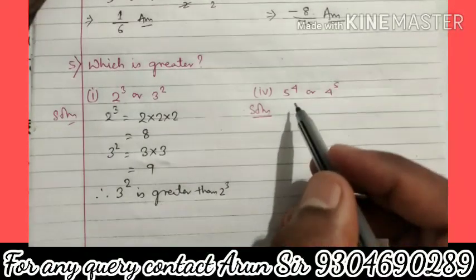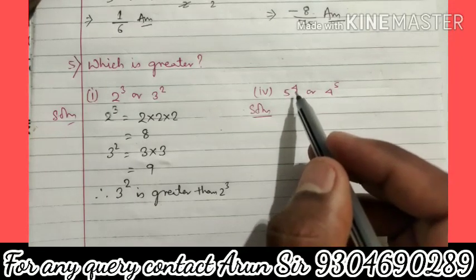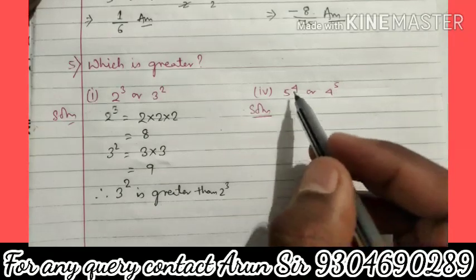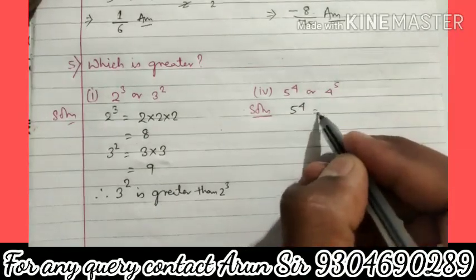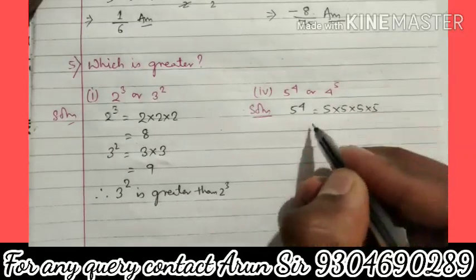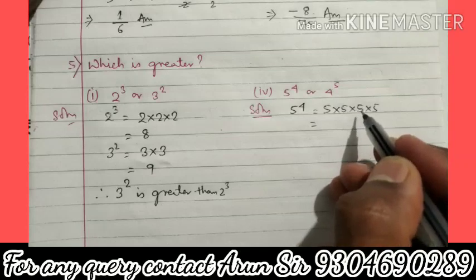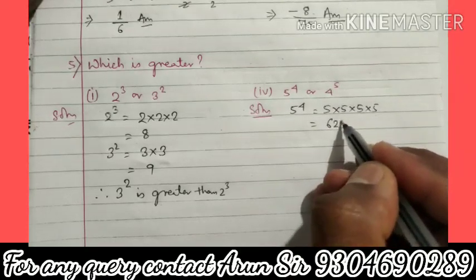Similarly, we will solve one more question, question number 4. The same thing is here, 5 to the power 4 or 4 to the power 5. Out of these two, which one is greater? First we will calculate 5 to the power 4. 5 will be multiplied 4 times. 5 5 25, 25 5 ja 125, 125 into 5, it's 625.